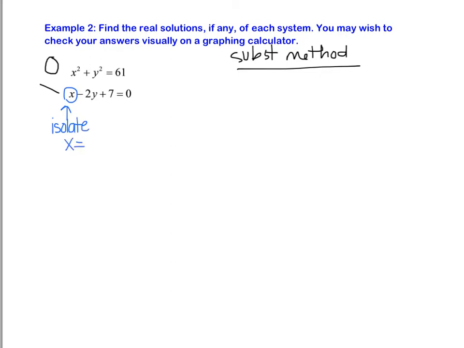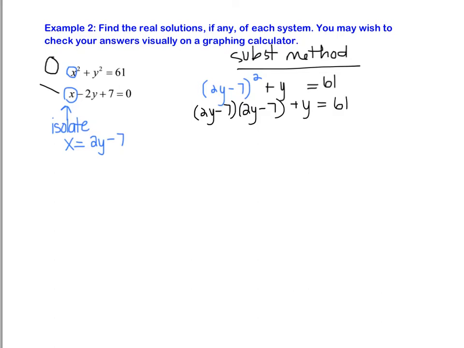So x equals, like I said, if I add 2y to both sides and subtract 7, I get x equals 2y minus 7. So now what I'm going to do is plug that 2y minus 7 in for the top x. So that's (2y minus 7) squared in this equation, and then the rest, plus y squared equals 61. So yeah, we got some work to do here because we're going to have to distribute this. Remember, (2y minus 7) squared is (2y minus 7) times (2y minus 7). So we have to do all of that distribution. So that's okay, let's do that.